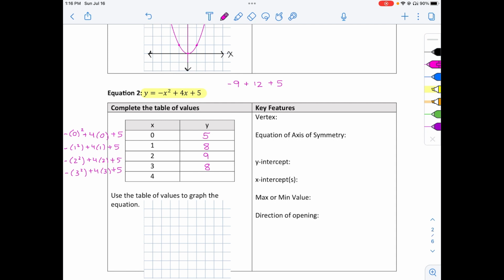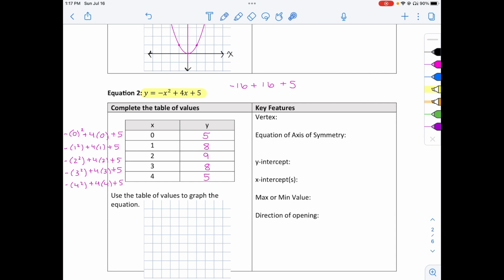And then for the last one, 4, I'd have negative 4 squared plus 4 times 4 plus 5. Okay, so again, I'll kind of show what I'm doing over here. So 4 squared is 16, but we're making it negative. Plus 4 times 4 is 16, plus 5. So negative 16 plus 16 is just 0, plus 5 gives me 5.